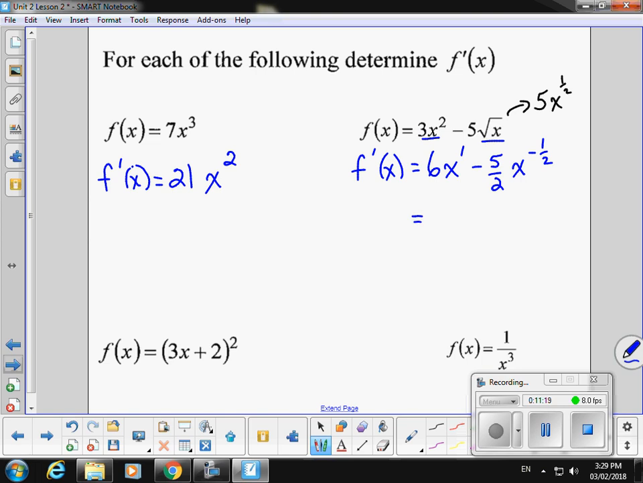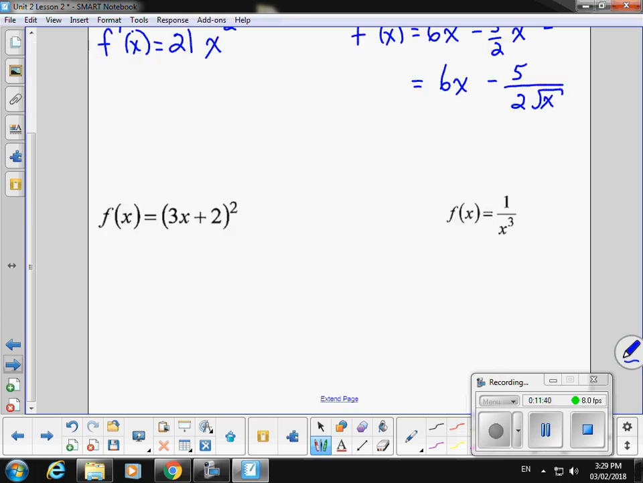So I would rather that you tidy it up. I have 6x subtract 5 over 2. And that x has a negative exponent, so I really should be putting it in the denominator. And x to the 1/2 is really the same thing as root x. And I really think that's prettier.